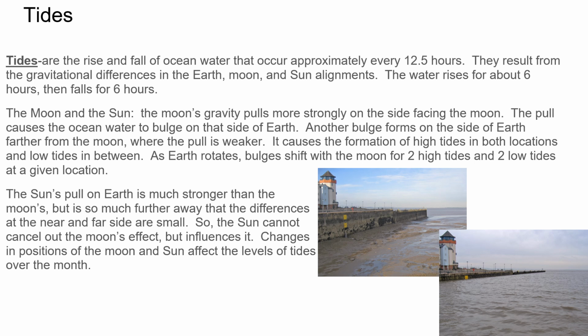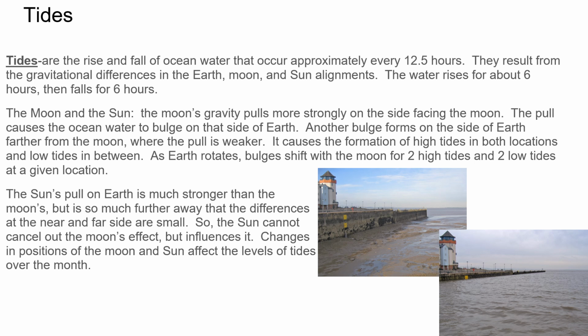So the moon's gravity pulls more strongly on the side facing the moon. The pull causes the ocean water to bulge on that side of Earth. Another bulge forms on the side of Earth further from the moon, where the pull is weaker. It causes the formation of high tides in both locations and low tides in between. As Earth rotates, bulges shift with the moon for 2 high tides and 2 low tides at a given location.